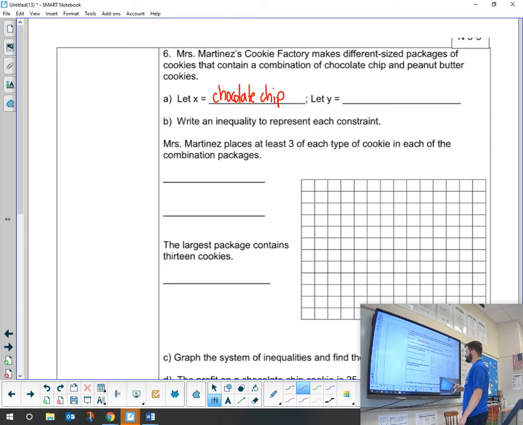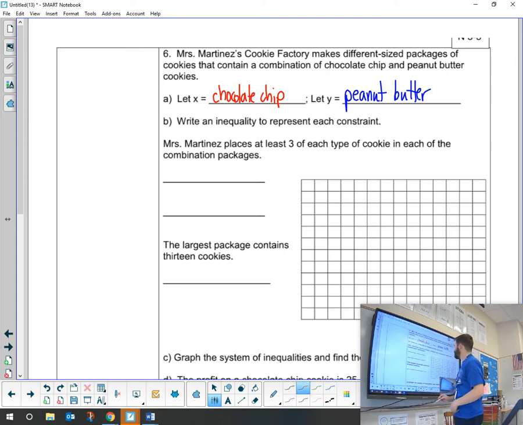Okay, and let's let Y be peanut butter. Okay, write an inequality to represent each constraint. All right, so the first one: Mrs. Martinez places at least 3 of each type of cookie in each of the combination packages.